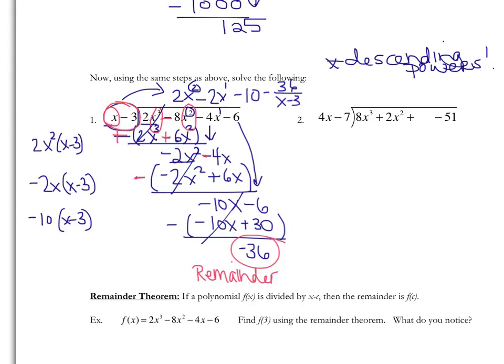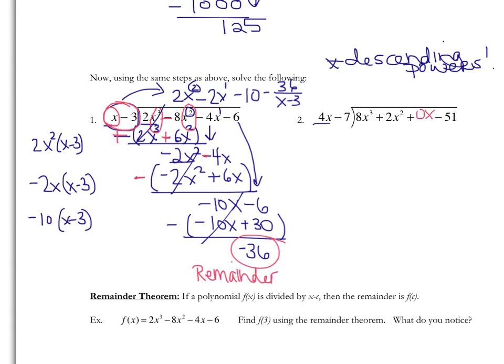We have 8x to the third plus 2x squared minus 51 divided by 4x minus 7. Notice here that I didn't have any x's, so I could really fill that in there with a 0x. I need to hold my place. So if there's nothing there, you have to fill it in with the exponent. And again, notice that I am in descending powers.